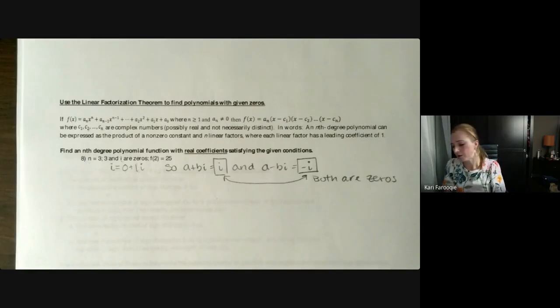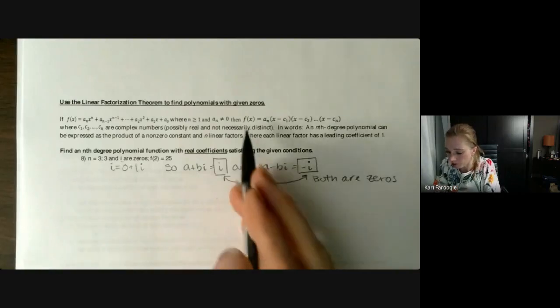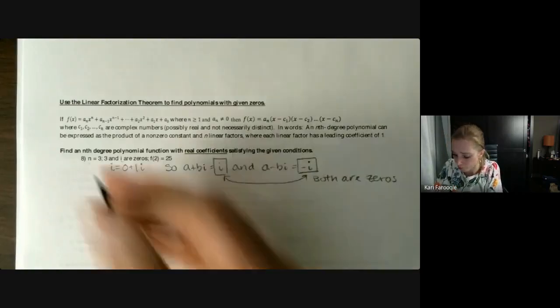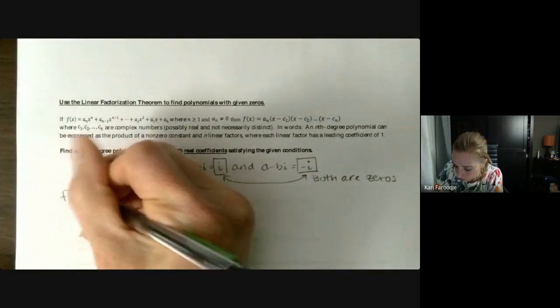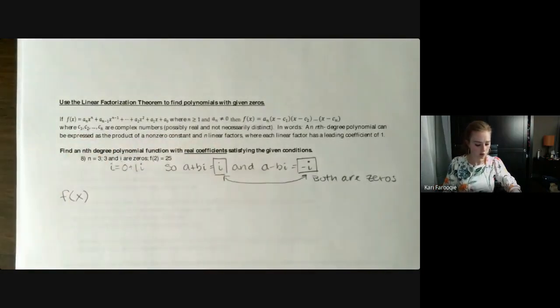Okay. So we have 3 zeros. We have information about the function that will lead us to the lead coefficient, and we know the degree. So we're going to go ahead and set this up using this formula that you see up here with the factored form. So we have f of x equals.